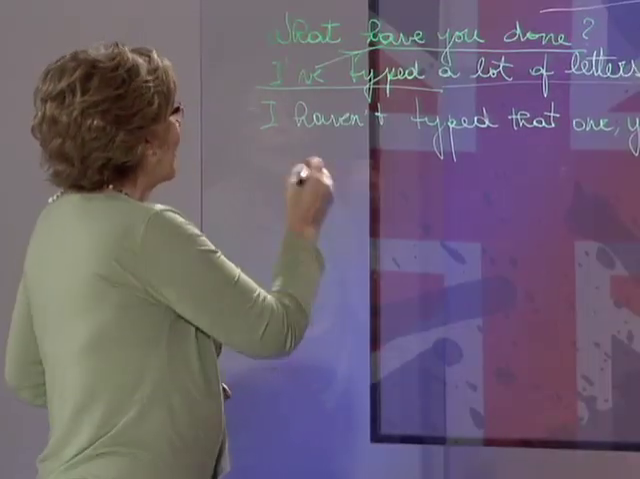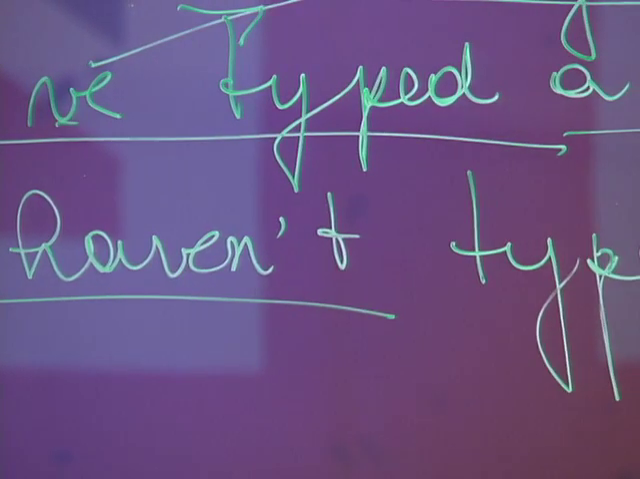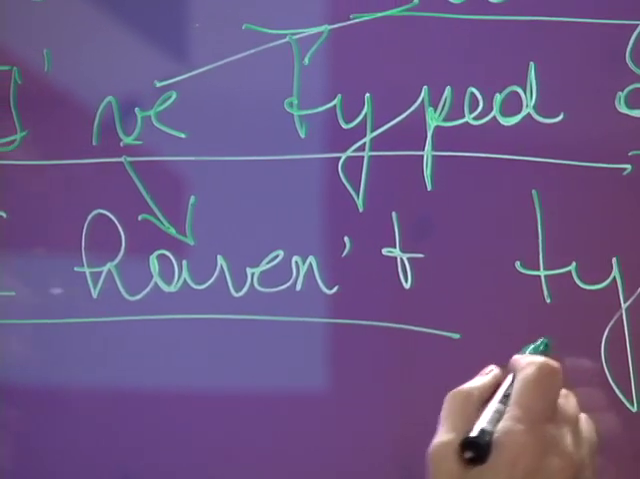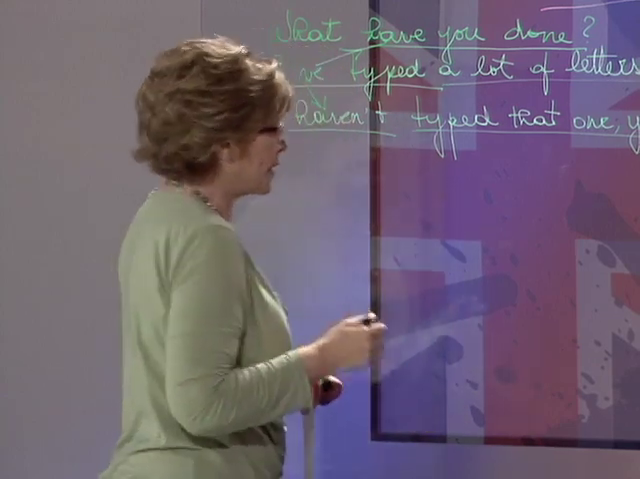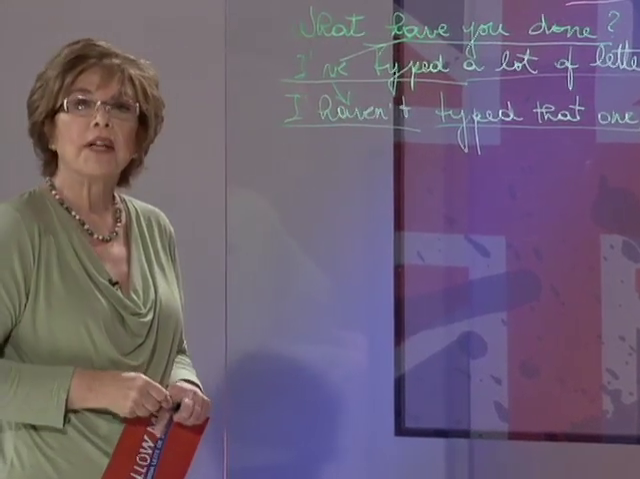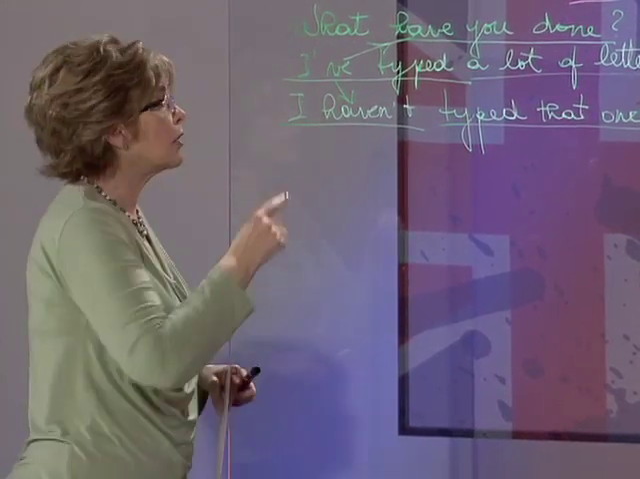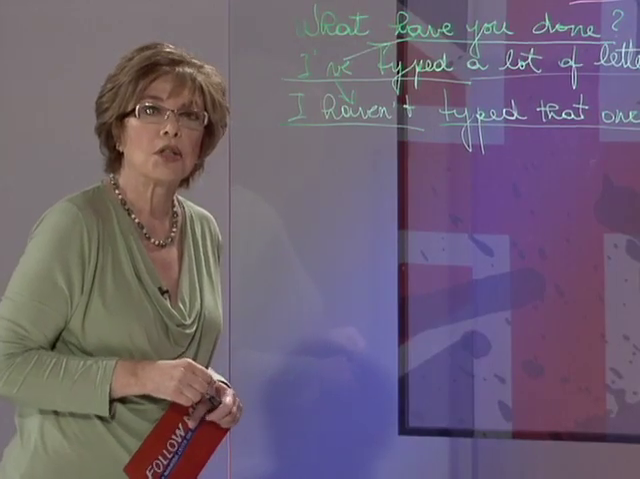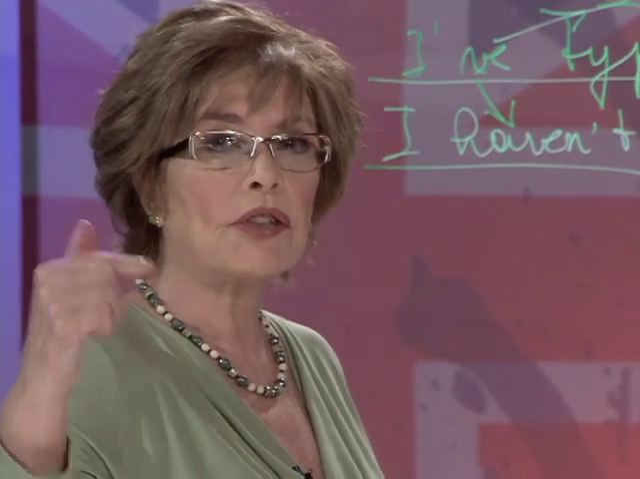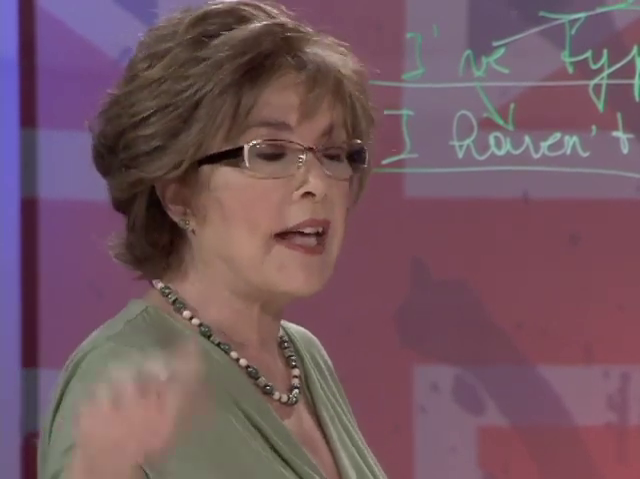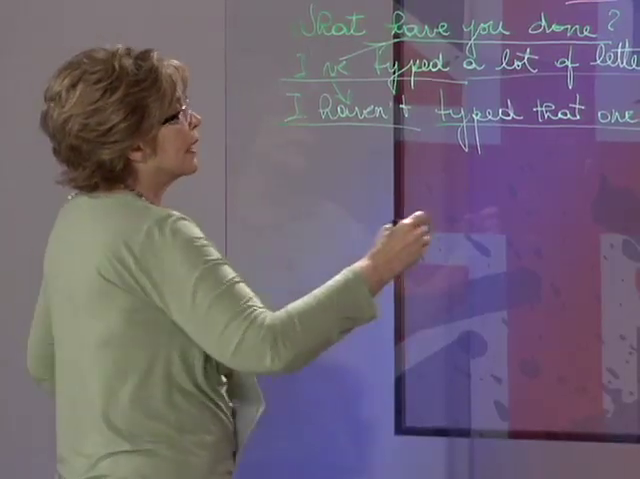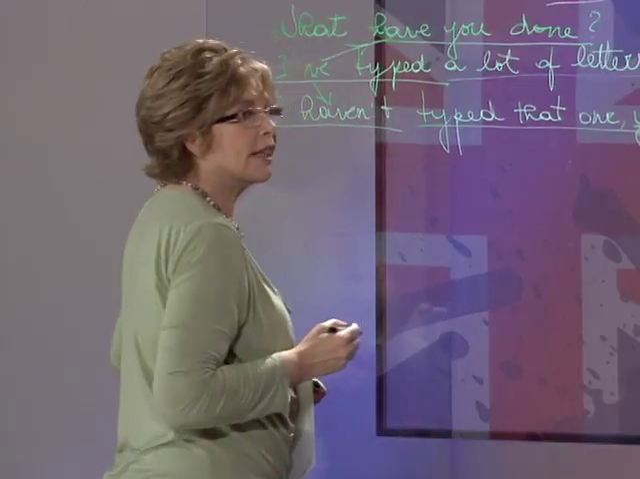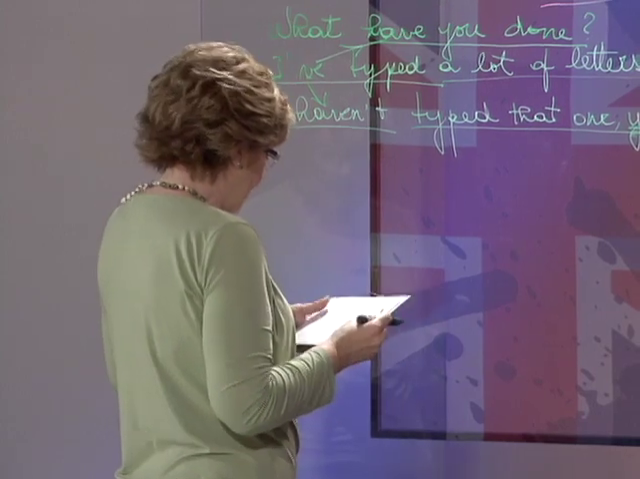Very good. I haven't. Olha a negativa. I've passou para I haven't. I haven't typed that one yet. Ainda não datilografei aquela. I haven't typed that one yet. Repeat. I haven't typed that one yet. Yet. Ainda não. Yet quer dizer ainda, mas é usado na negativa.